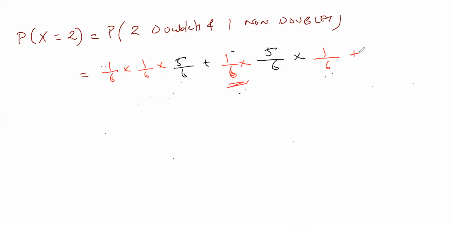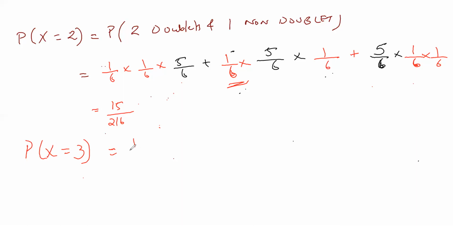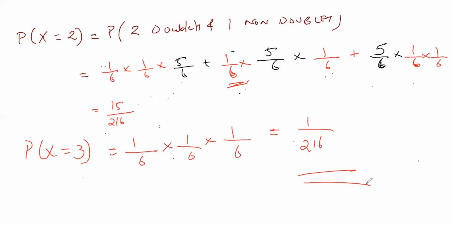The last case, in the first throw I'm getting a non-doublet. The next 2 throws, I'm getting a doublet, 1 by 6 and 1 by 6, because getting a doublet is 1 by 6. This is again 15 by 216. And the last case, P of x is equal to 3. All 3 are doublets, so 1 by 6 into 1 by 6 into 1 by 6, that is 1 by 216. But the most important thing for us is what? To draw the table for this, the probability distribution table we have to draw.